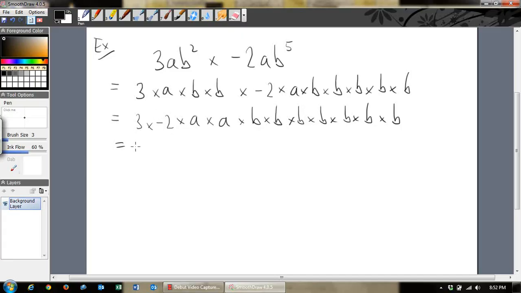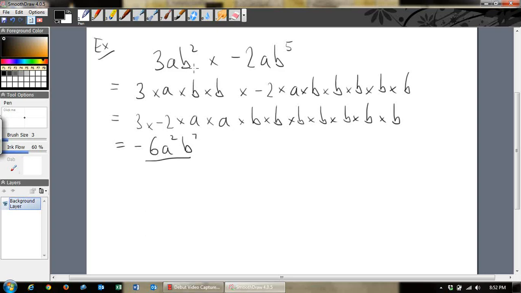Now let's put things back into place. What's 3 times negative 2? It's negative 6. What's a times a? That's a squared. What's b times b, and so on? 1, 2, 3, 4, 5, 6, 7. That means b to the power of 7. Okay, and that is your answer.